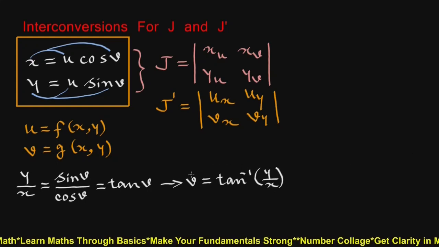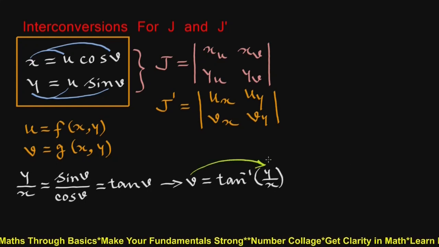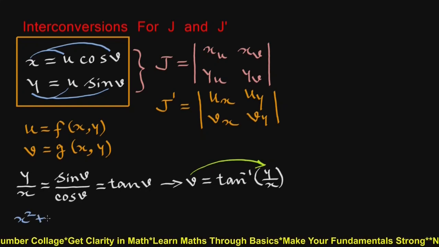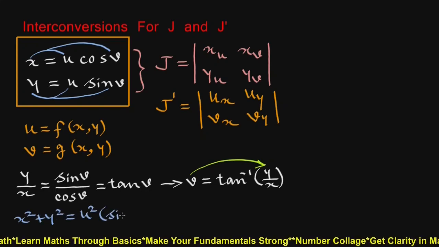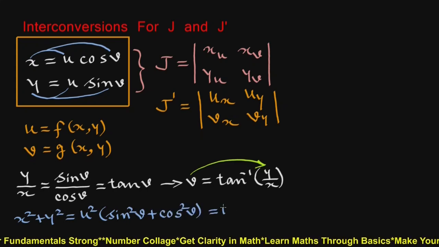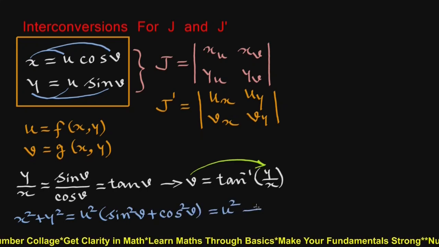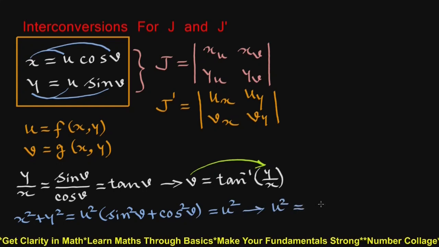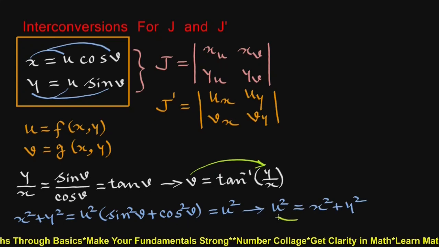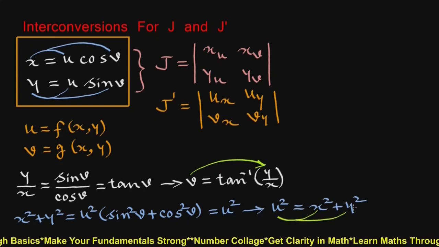So we got v as a function of x and y. Also x square plus y square will be u square into sin square v plus cos square v, which will be u square, and that gives us u square equals x square plus y square. Here u is a function of x and y.